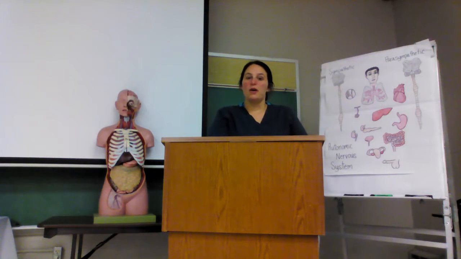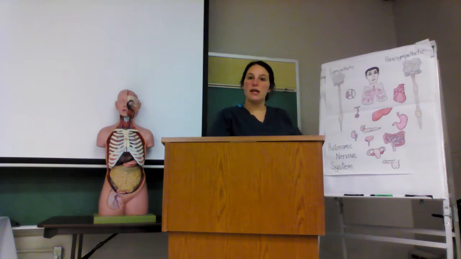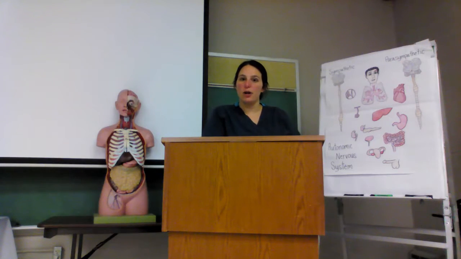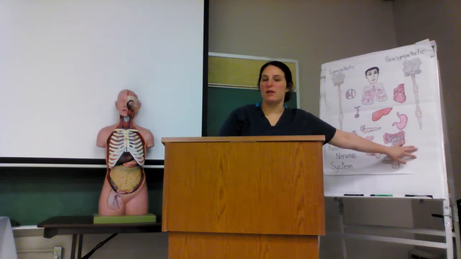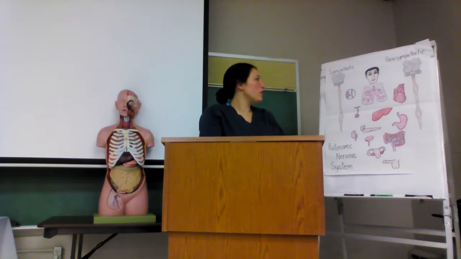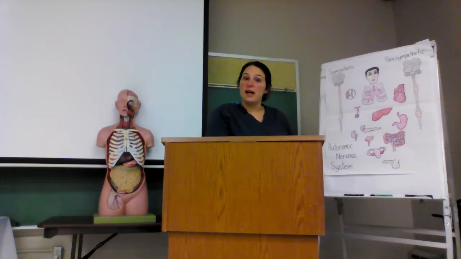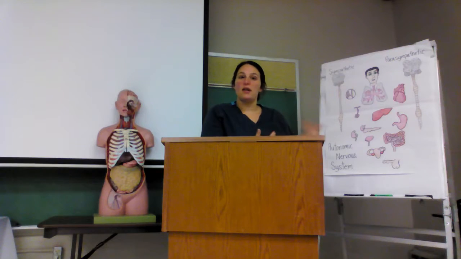You also can put the class into different groups and let them use a chart such as this one to label the different responses that might occur in the sympathetic nervous system versus parasympathetic nervous system. Just a few examples, we can look at the pupils, for example. During the sympathetic response, your pupils are going to be dilated. If you're given a medication that causes a sympathetic response, their pupils may be dilated.